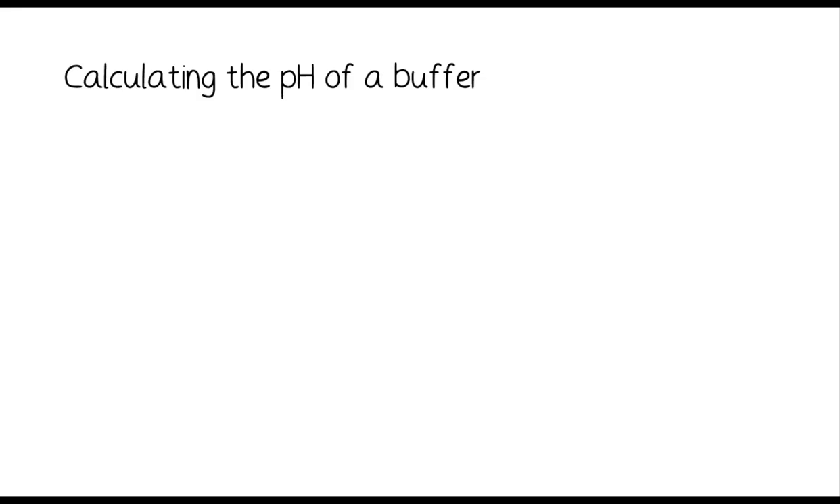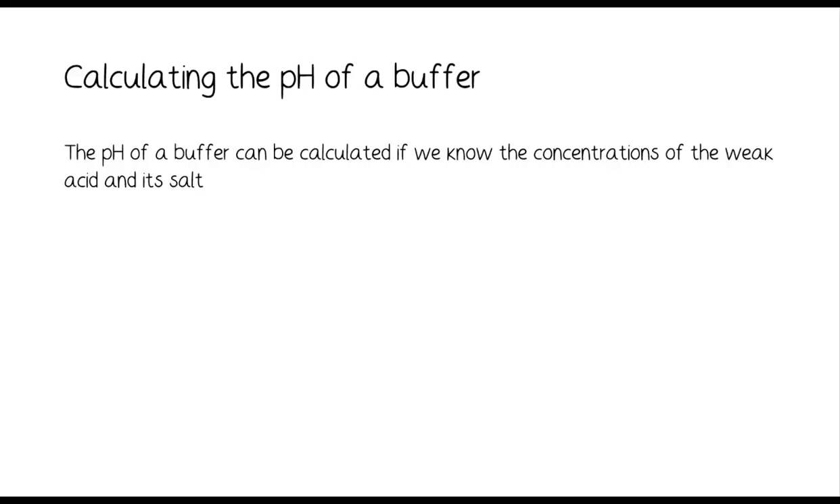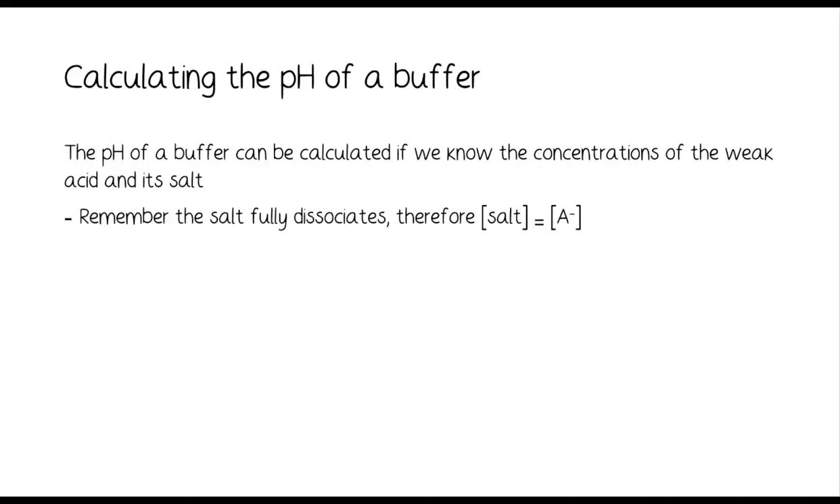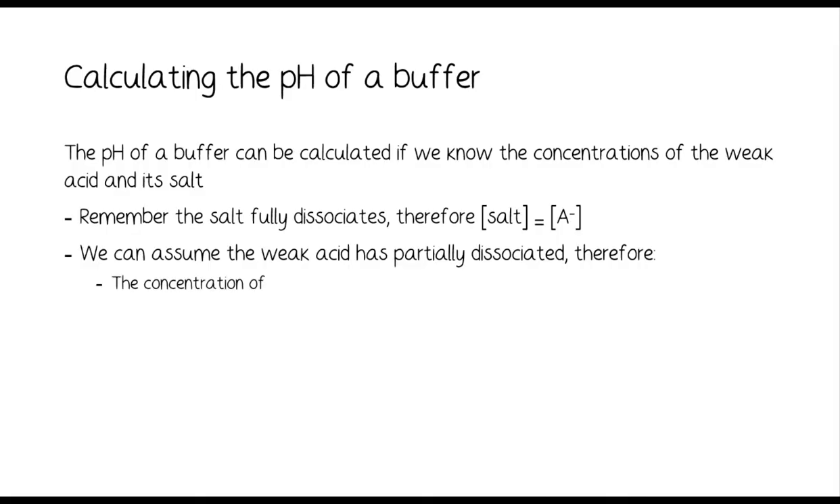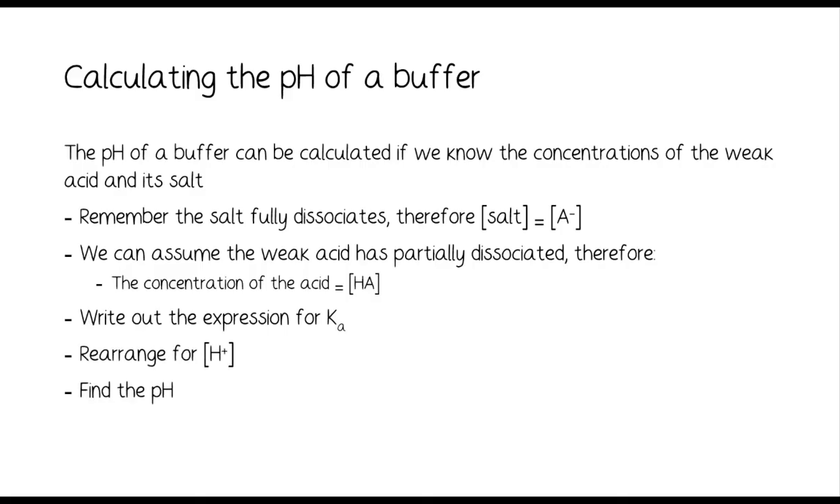Now let's come to the most dreaded part of acids and bases, calculating the pH of a buffer. So the pH of a buffer can be calculated if we know the concentration of the weak acid and its salt. Remember that salts fully dissociate, so the concentration of the salt will equal the concentration of A minus. We can assume the weak acid is partially dissociated, therefore the concentration of the weak acid is equal to HA. Remember, the equilibrium is so far to the left, it's pretty much not dissociated at all. You write out an expression for Ka, and remember, whenever you want to work out the pH of anything, you need H+, and you slap it into the equation, and you're done.